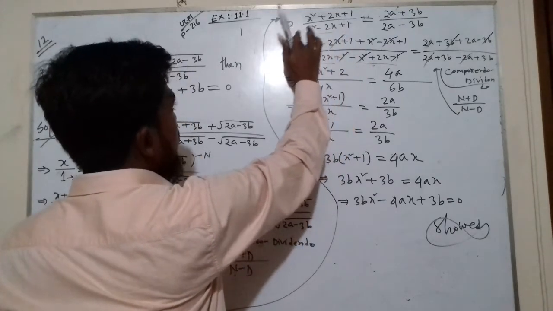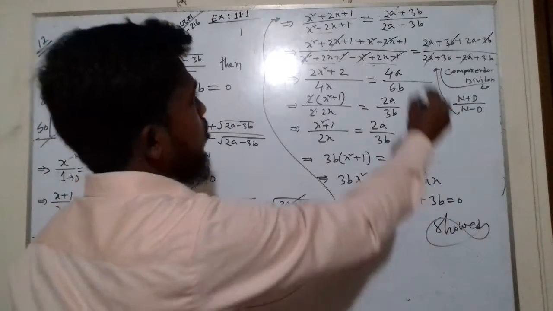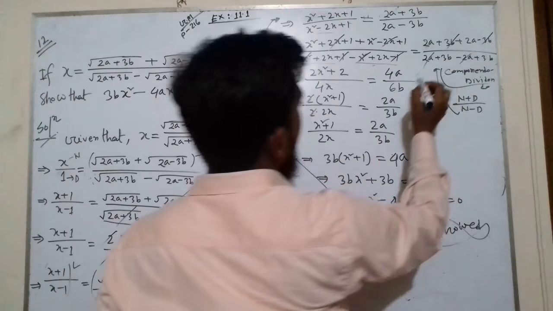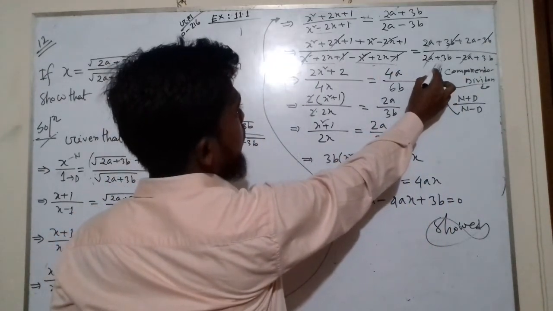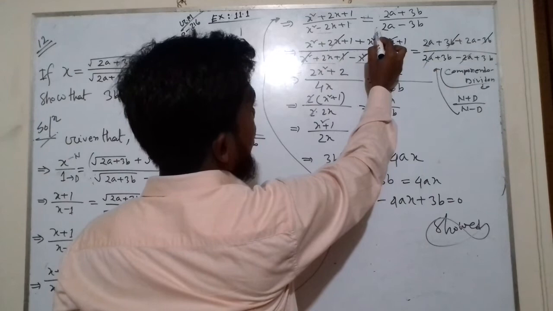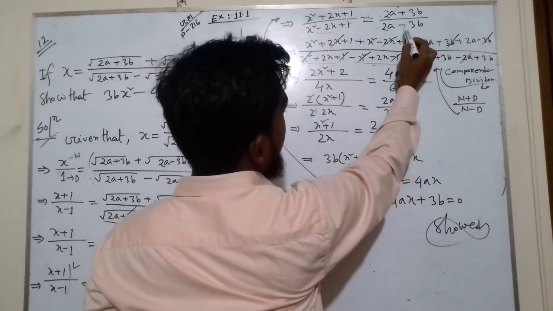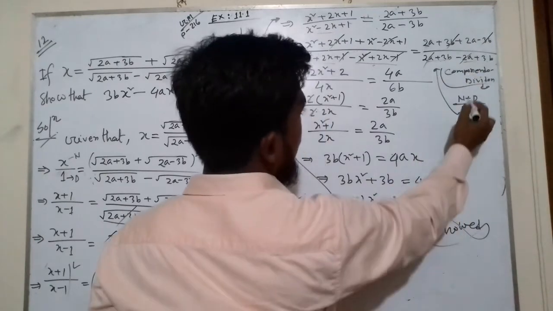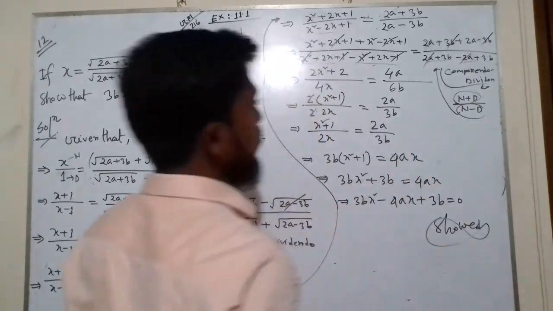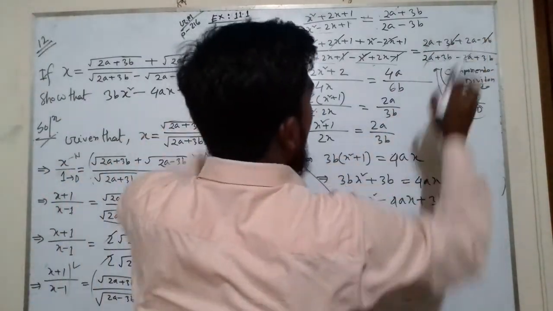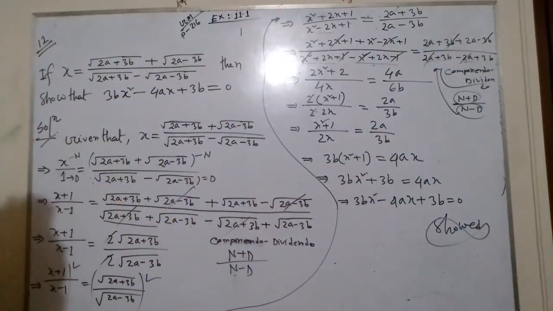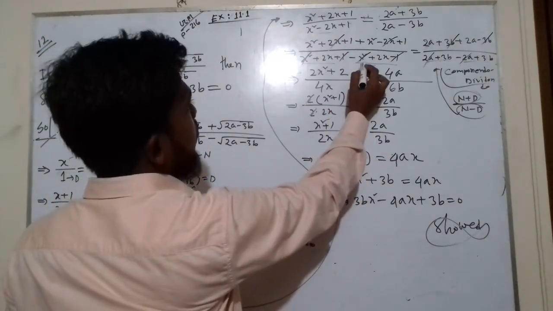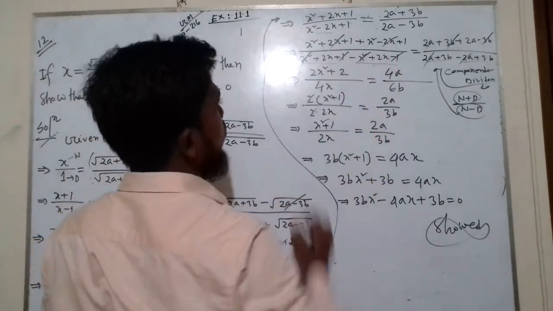So numerator minus denominator. Equal to numerator 2a plus 3b plus denominator 2a minus 3b, and numerator 2a plus 3b minus denominator: minus 2a, and minus and minus, this is plus 3b. So numerator plus denominator divided by numerator minus denominator on both sides. This is the law of componendo and dividendo. So plus 2x minus 2x are cancelled, x square and minus x square cancel, 1 and minus 1 is cancelled.